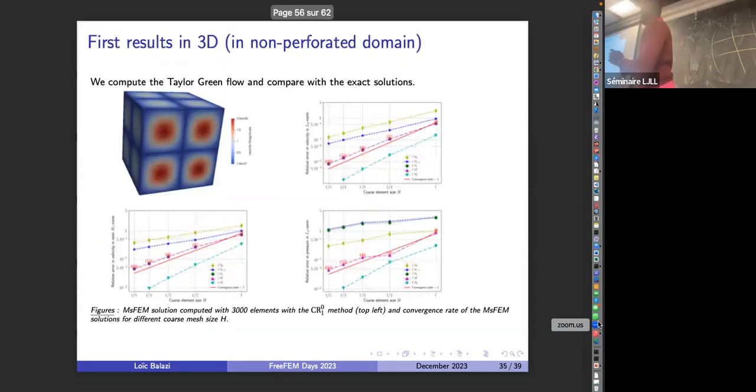We are also beginning to have some results in 3D. I have not yet put the perforations in 3D, but I have put the Taylor-Green vortex just to check the implementation. And we see that we have a good approximation with only a few coarse elements, I think about 3,000 elements. Now we can move on to bigger cases in 3D, because we have implemented a more efficient solver with Pierre to solve the local problems.